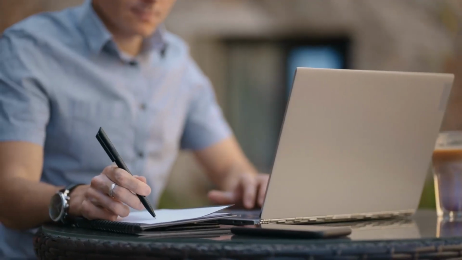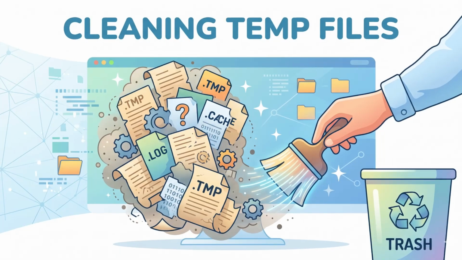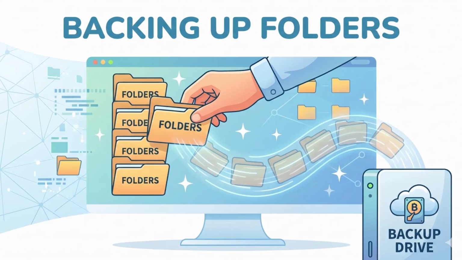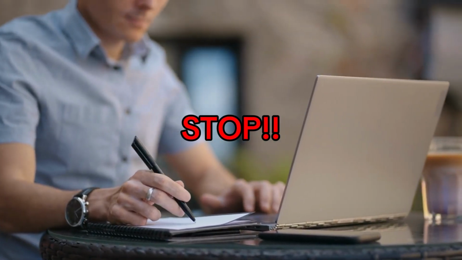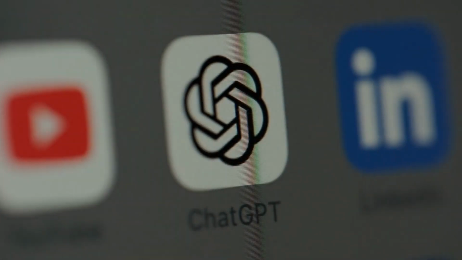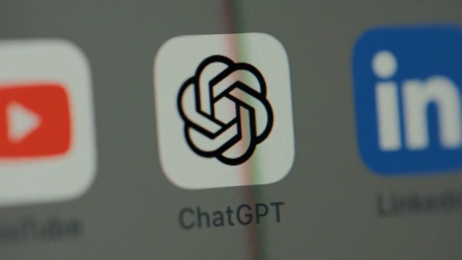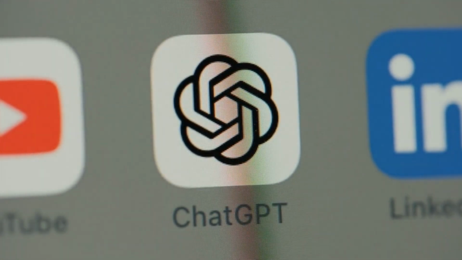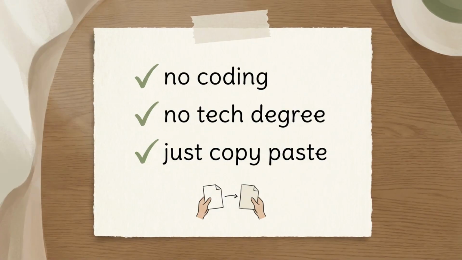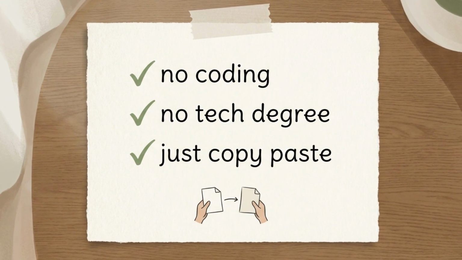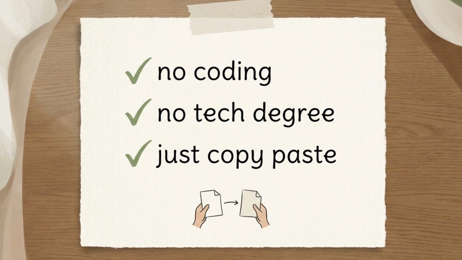If you are still manually organizing files, cleaning temp folders, or dragging documents to a backup drive, stop. You're doing robot work. Let the robot do it. I'm going to show you how to use ChatGPT to write 3 powerful Windows scripts that handle the boring stuff for you. No coding, no tech degree, just copy, paste, and let your PC work for you.